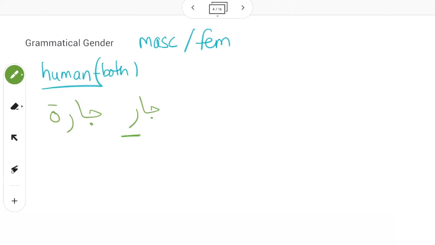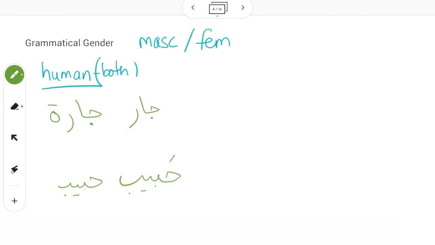Remember, the letter ra here does not connect. That's the reason why you're writing this ta marbuta here like this. Jar, jara. Okay. Let's do another one with a human quality. Okay. So let's do Habib. Habib, beloved. How would I make it beloved if you're referring to a woman?